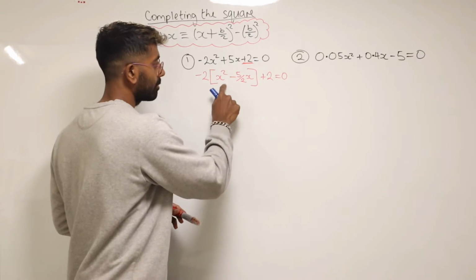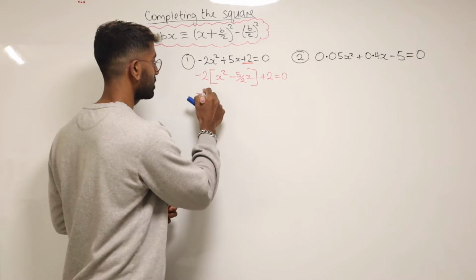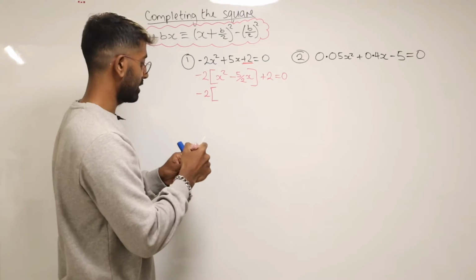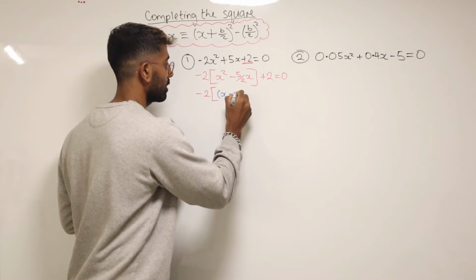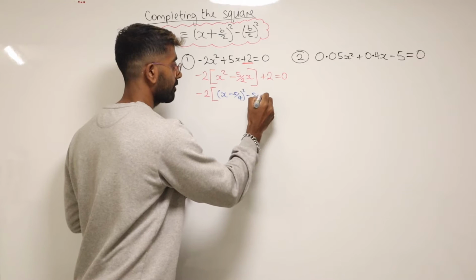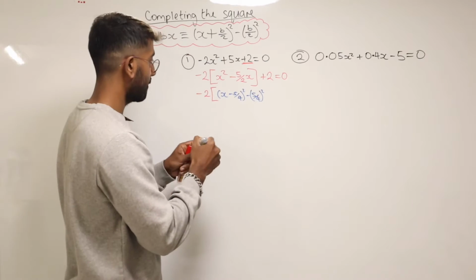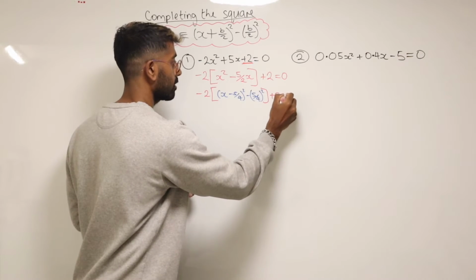Next, we'll go ahead and complete the square inside that bracket over there. So we'll have minus 2, open that bracket up, and then we'll have x minus 5 over 4 all squared, take away 5 over 4 all squared. And then we'll close this and put the plus 2 back on the outside.